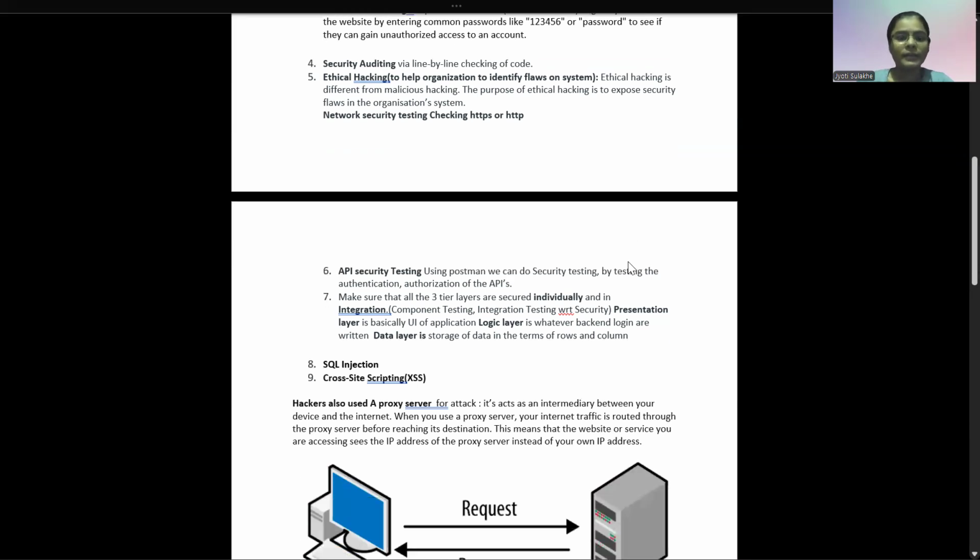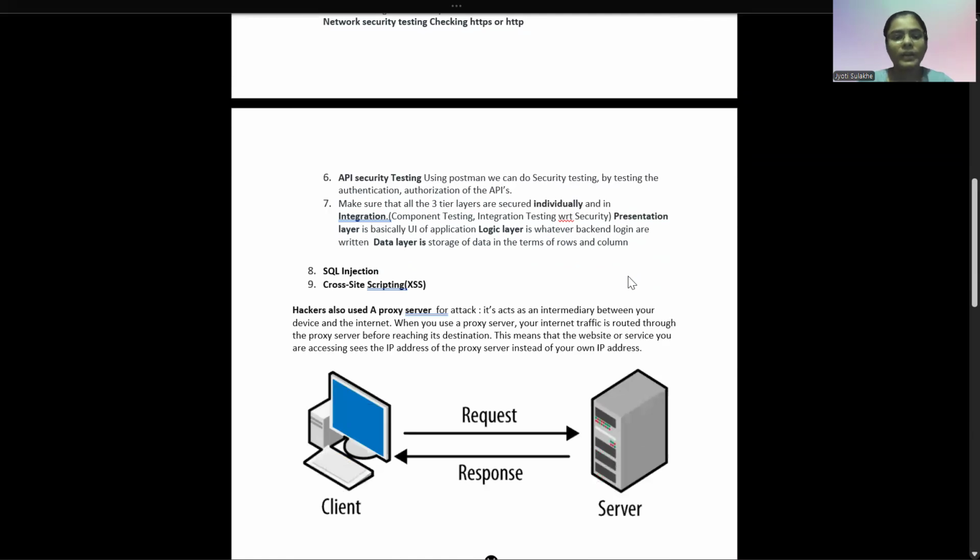Another testing is API security testing. Using Postman, we can do API testing. We can test the backend part. We can check the authentication and authorization of the API. Authentication means we check the identification of that person, and authorization means we check the permissions of that user, which type of work they can access in that application.